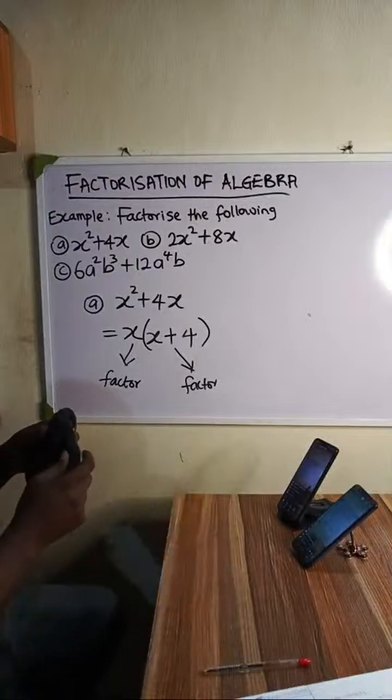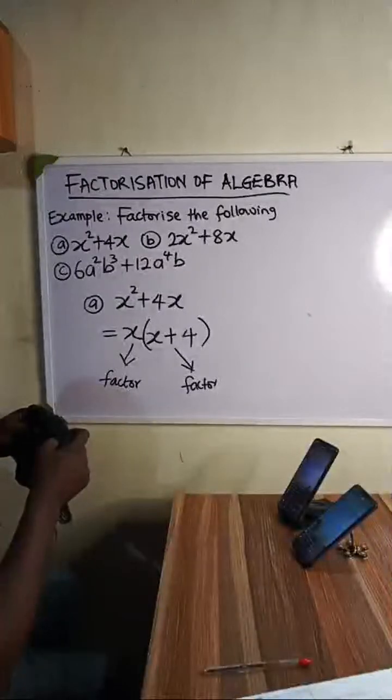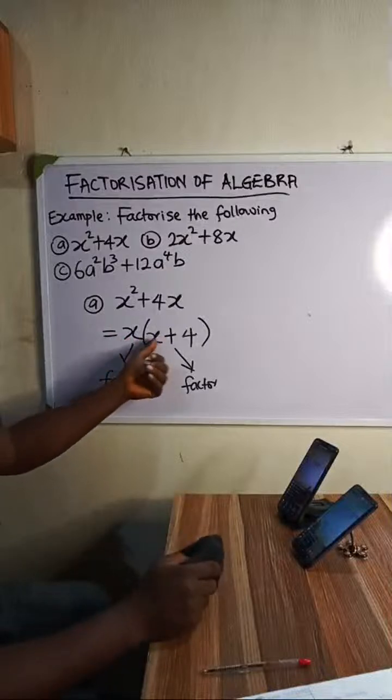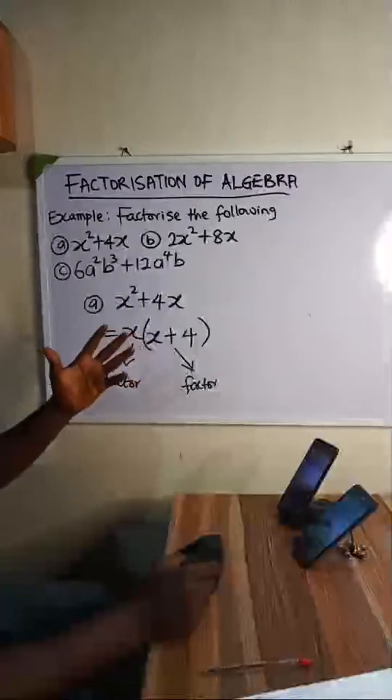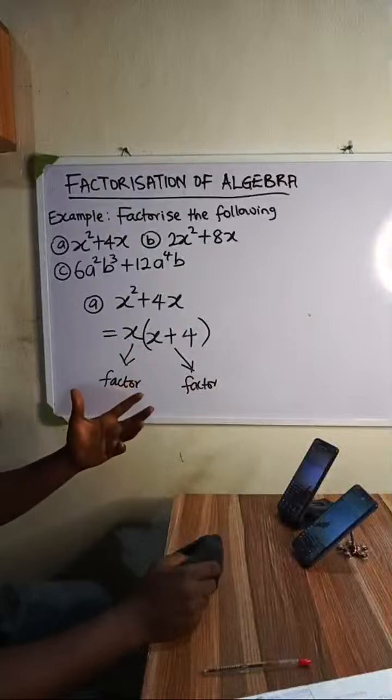Okay, let's continue. Yeah, if you decide to multiply them together, you're going to get this back. But that is the opposite of the process of factorization. That is actually expansion of algebra.